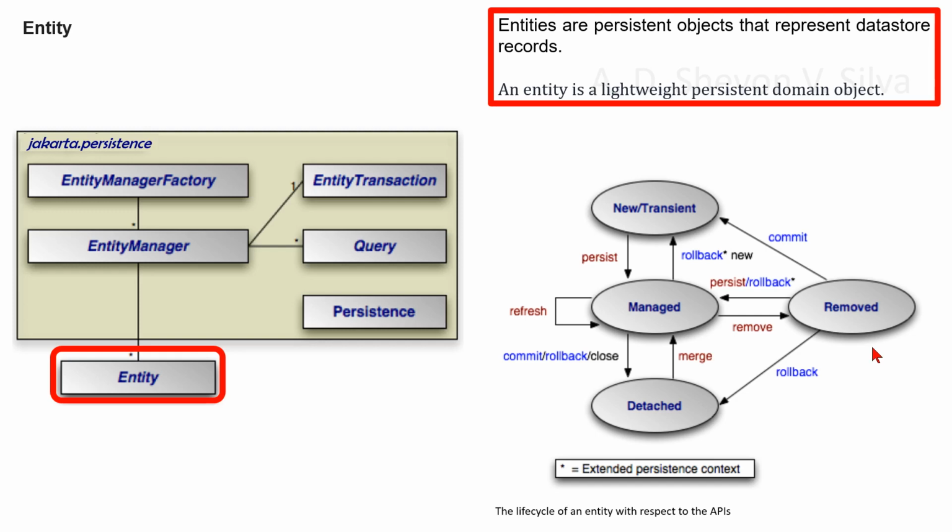A removed entity X will be removed from the database at or before transaction commit, or as a result of the flush operation. After an entity has been removed, its state, except for generated state, will be that of the entity at the point at which the remove operation was called.